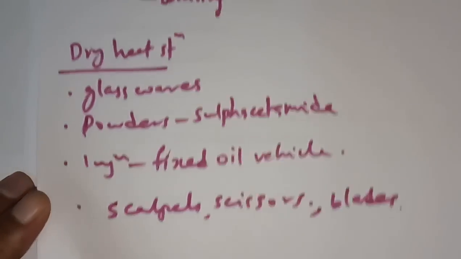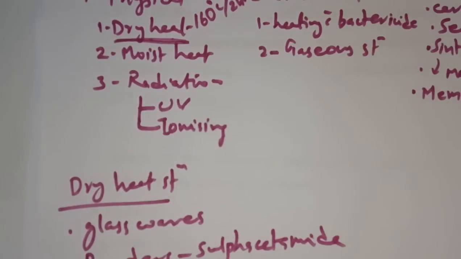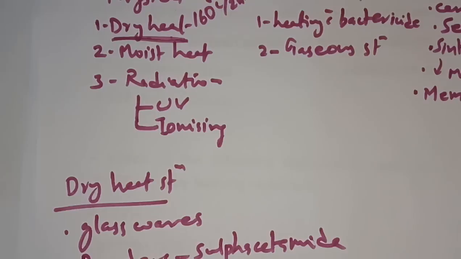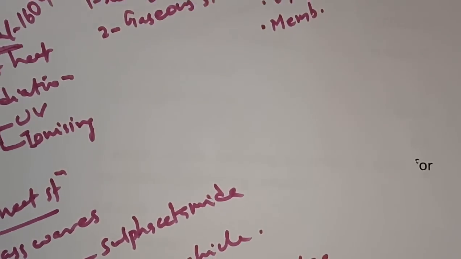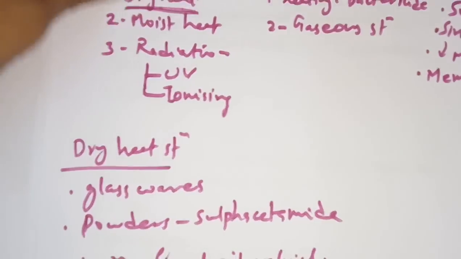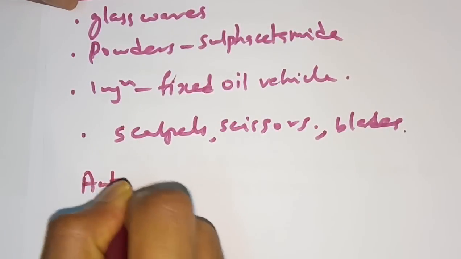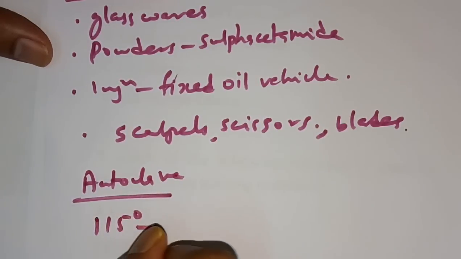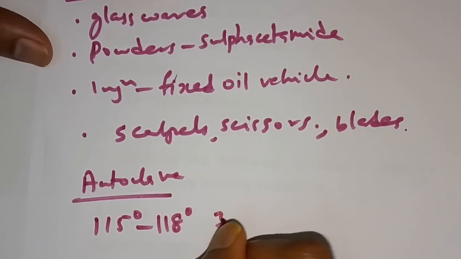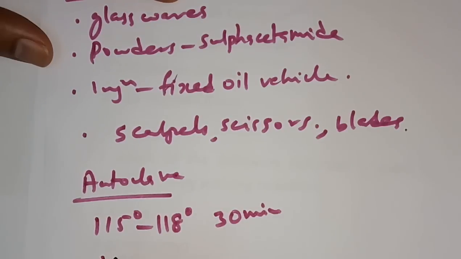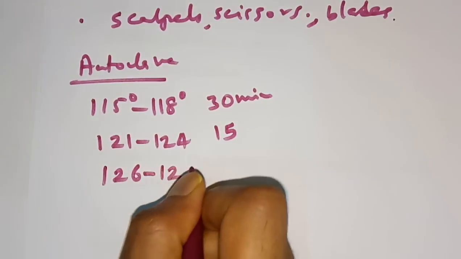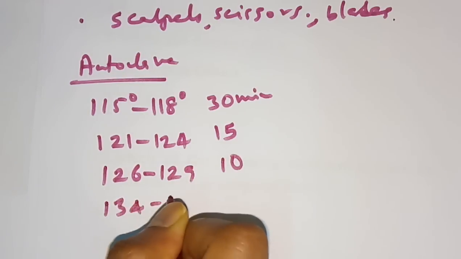Now we've studied that moist heat sterilization works through coagulation and is done through the autoclave method. Now we will see the different temperatures used for the autoclave technique: 115 to 118 degrees Celsius for 30 minutes, or 121 to 124 degrees Celsius for 15 minutes, or 126 to 129 for 10 minutes, or 134 to 138 for 5 minutes.